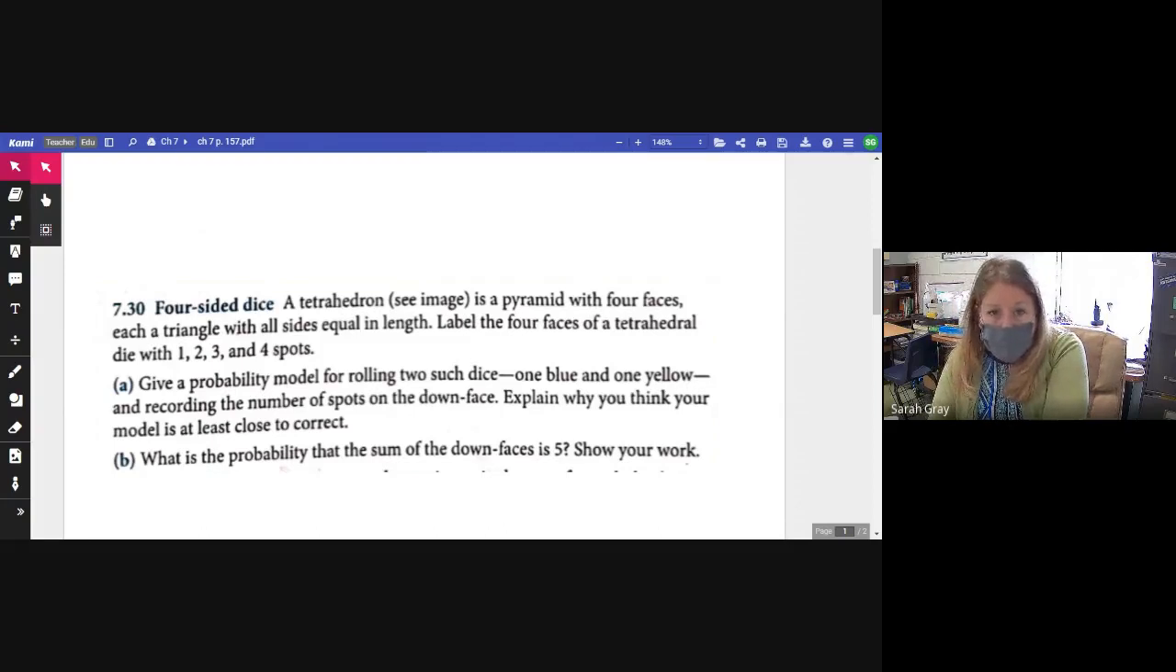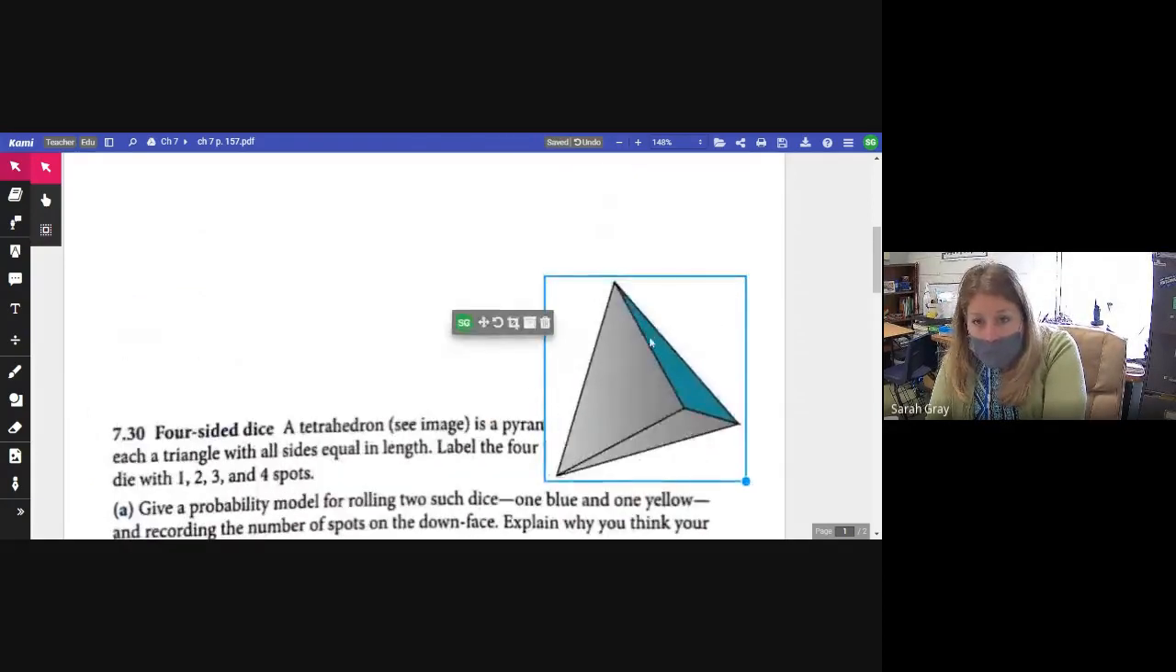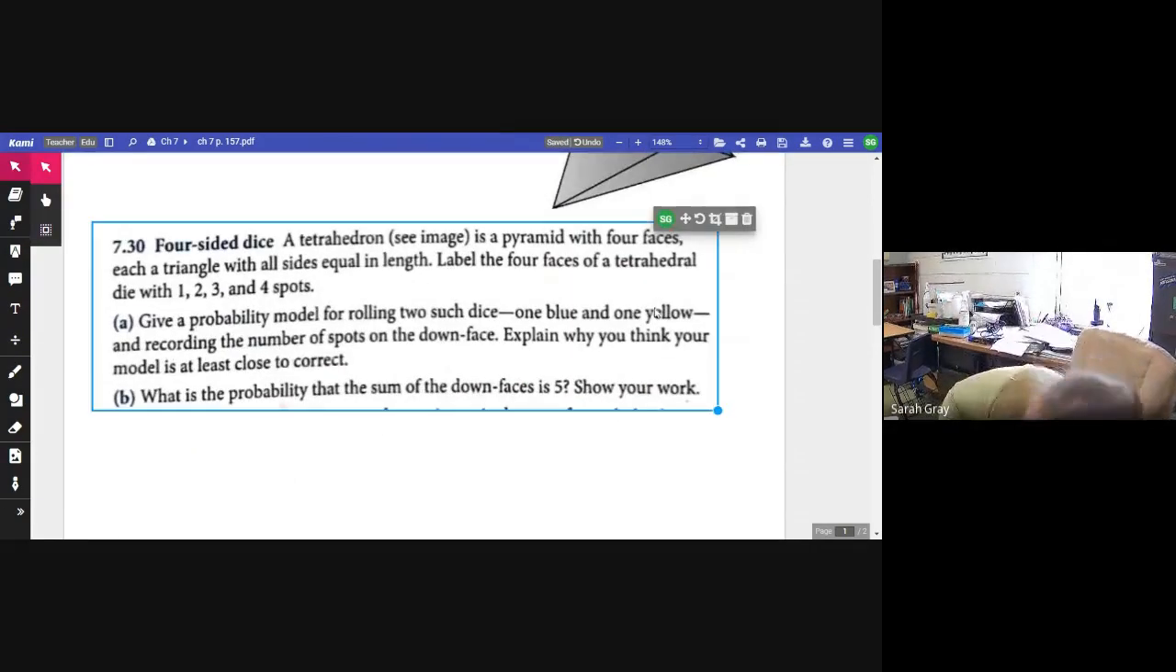You good? Yeah, I just dropped my book. Tetrahedron looks like that. Yeah, I know. I saw a picture of it on your... Tetrahedron. Just a four-sided dice.